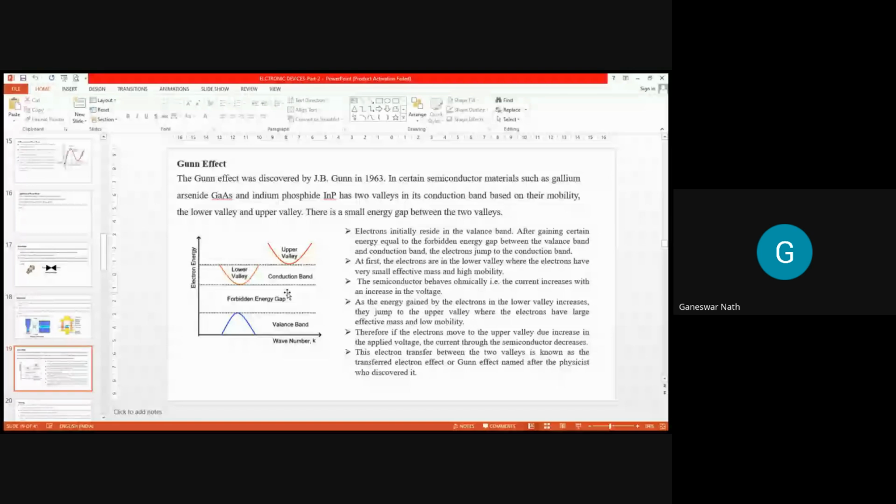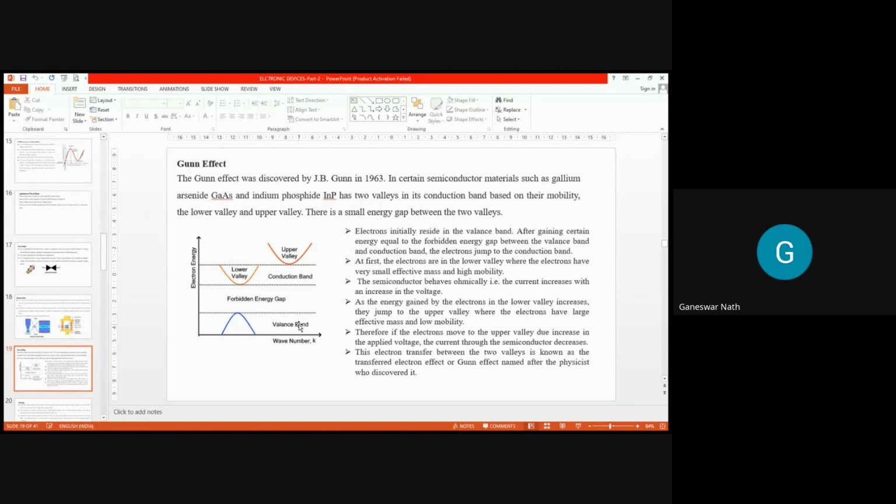They jump to the upper valley. So when the current is high and the energy is also high, the electrons can jump from the lower to the higher valley, where they have large effective mass and low mobility. Therefore, if the electrons move to the upper valley due to an increase in the applied voltage, the current through the semiconductor decreases.